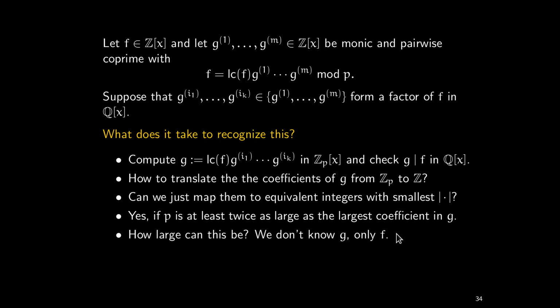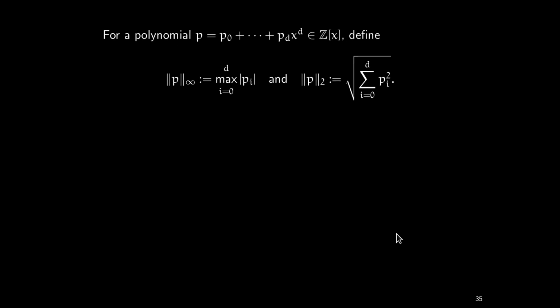So we need a theorem that tells us how big the factors can be, and this is the theorem. It's also a theorem that maybe you have seen in Computer Algebra 1 already when you talked about GCD computations in bivariate polynomial rings, or maybe some other context. But anyway, here's the theorem. You take a polynomial and you define a norm of the polynomial, the infinity norm, which is defined as the largest coefficient, and the 2 norm, which is just the Euclidean norm of the coefficients.